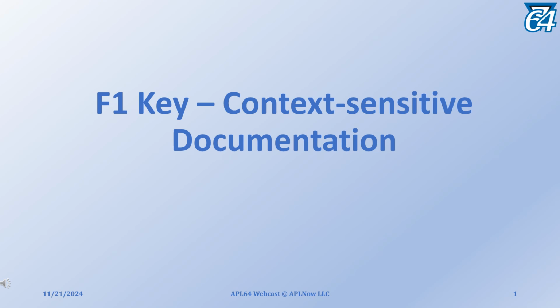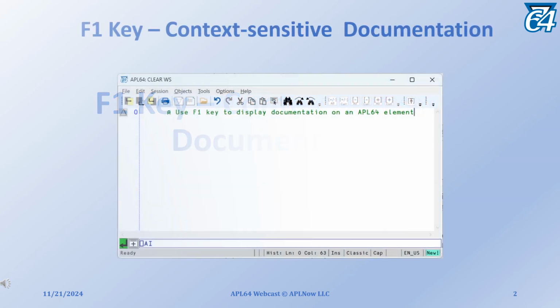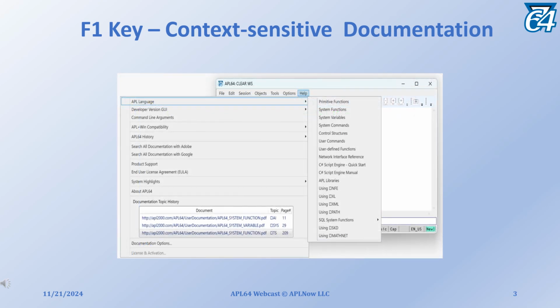So let's go ahead and get started with describing the F1 Key Context-Sensitive Documentation feature in APL64. Documentation is directly available from the APL64 Developer GUI session. The documentation is normally accessed in the Help menu.